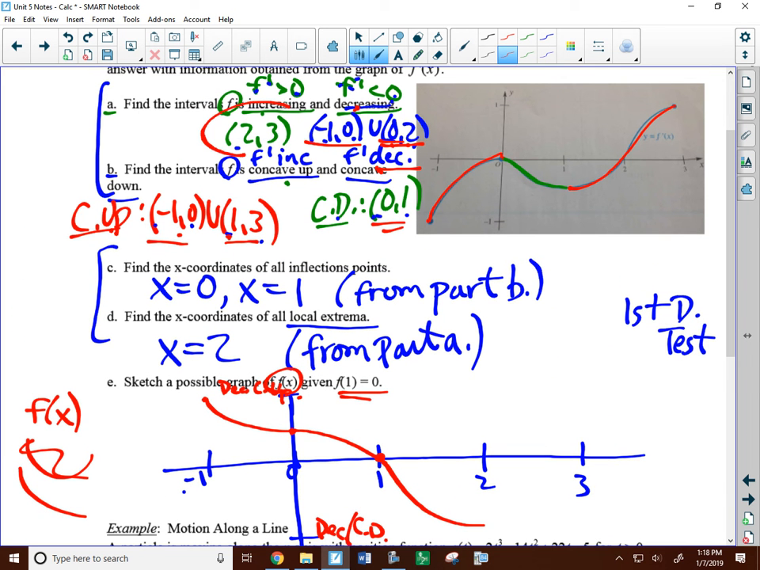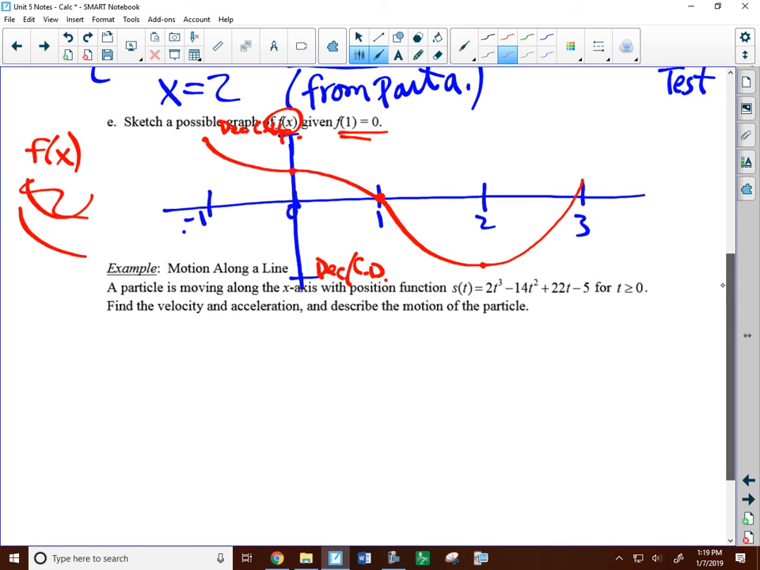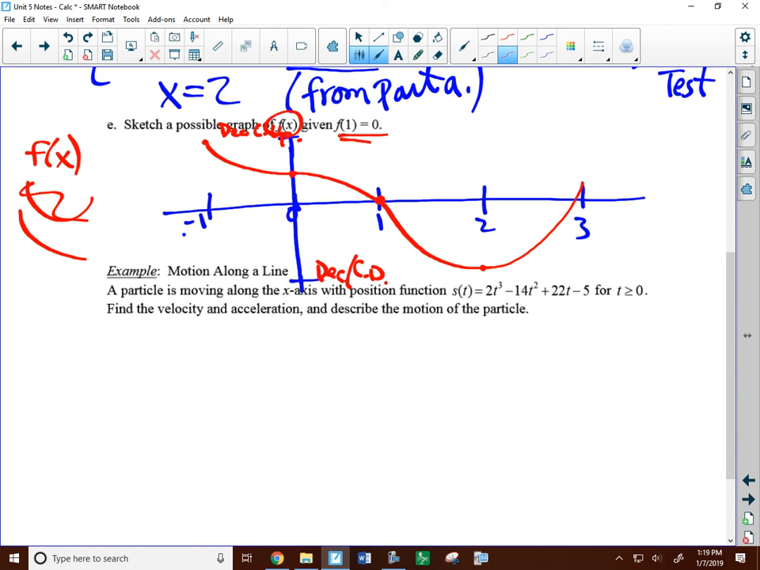So for the first time here, it's increasing. It's increasing from 2 to 3, and on part of this still, it's concave up, so it'll be shaped like a cup. So now I'll be increasing and shaped like a cup. Again, this is just an estimate, but it gives the overall shape of the graph, which is nice.